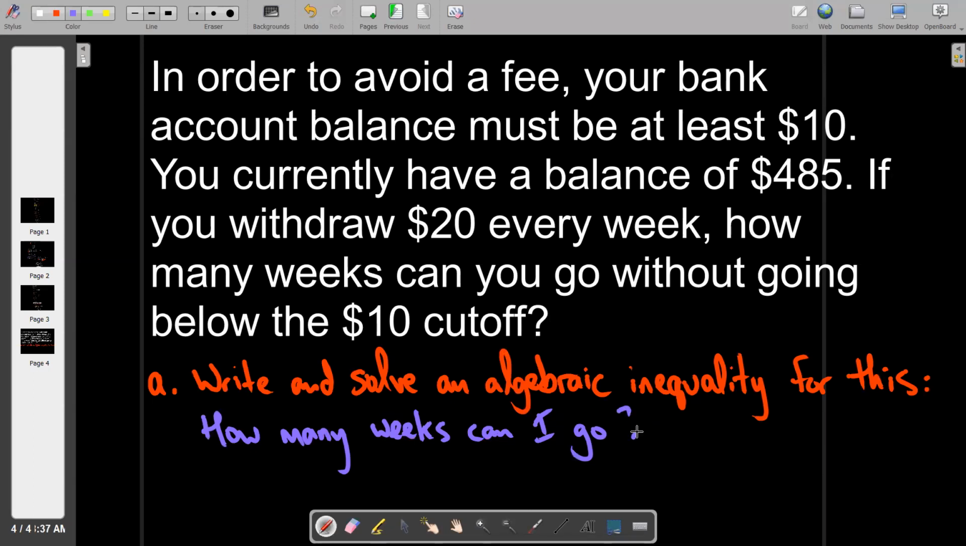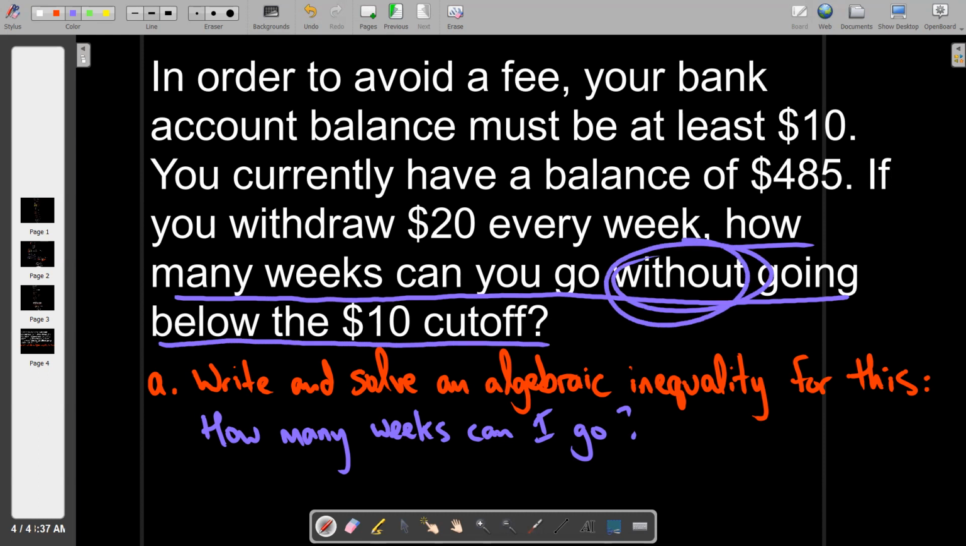So basically, I'm answering the question that I asked up here. How many weeks can I keep withdrawing $20 without, this is important, without going below the $10 cutoff line? And again, please, if you think, can't I just do this without the equation? The answer again is no. These questions aren't so much about your ability to do basic math as they are your ability to construct a math problem using X. Okay? So when we write the inequality, it's basically going to go like this.